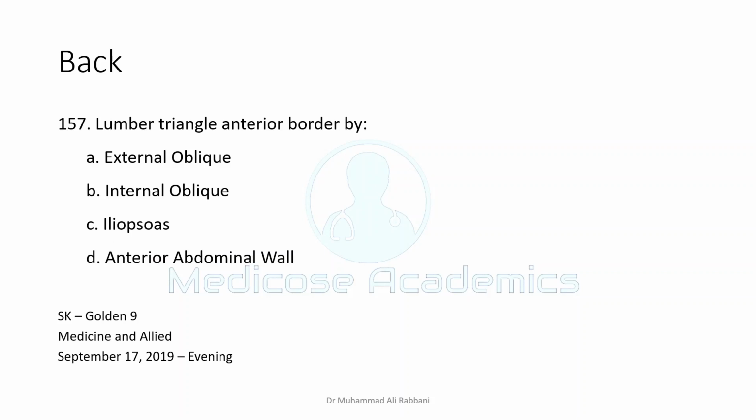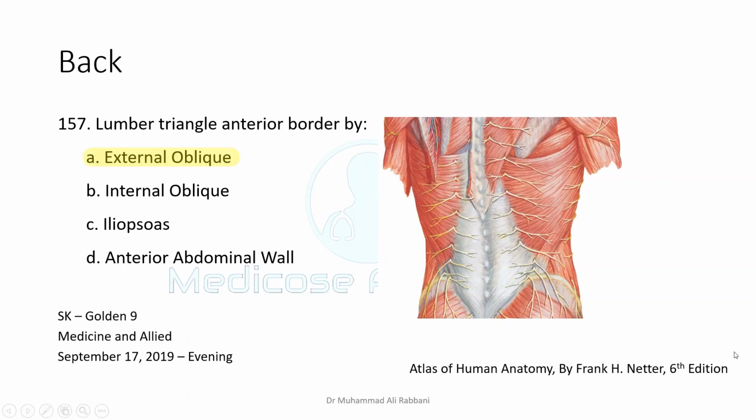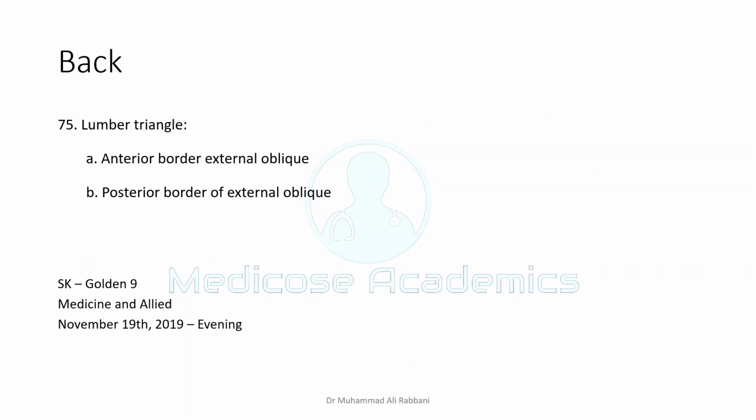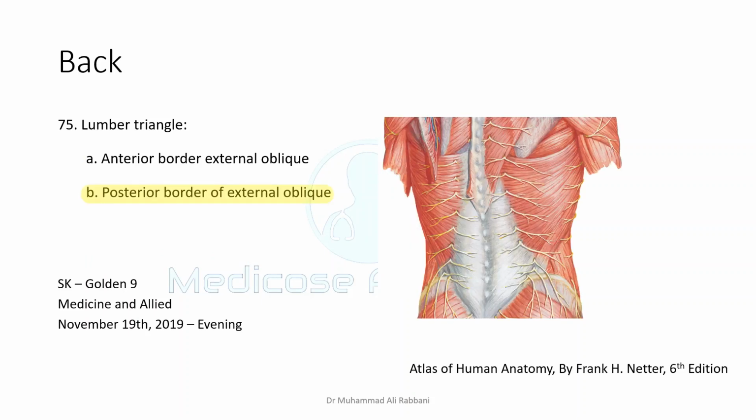Lumbar triangle. Lumbar triangle is asked a few times. Lumbar triangle is this one. You can see here, this one, this point. So anteriorly there is external oblique. Posteriorly there is latissimus dorsi, and inferiorly there is iliac crest. So it is anteriorly bordered by external oblique. Lumbar triangle, again this is asked from another angle. Anterior border, it is bounded anteriorly by the posterior border of external oblique. The same question asked a little differently.